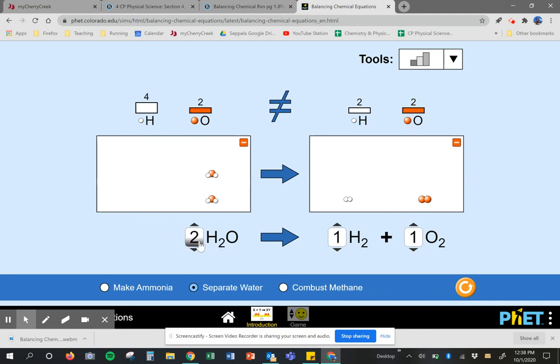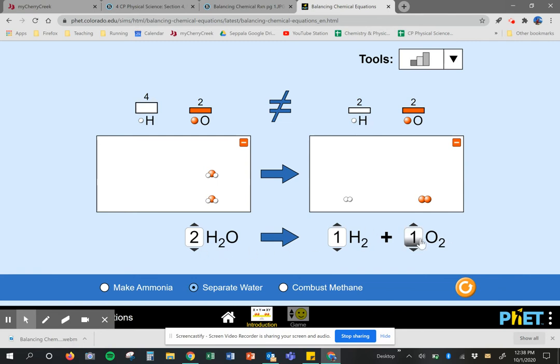All right? Turn the coefficient into a 2. I can double my amount of water. I can't change my subscripts, but I can change my coefficients. Now we've got 2 oxygens here and 2 oxygens here, but we have 4 hydrogens here and only 2. We got to figure what we're going to do.